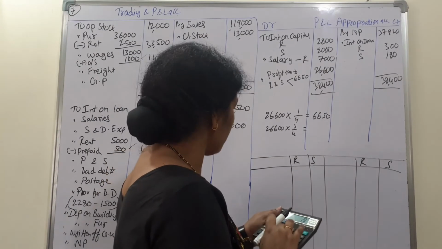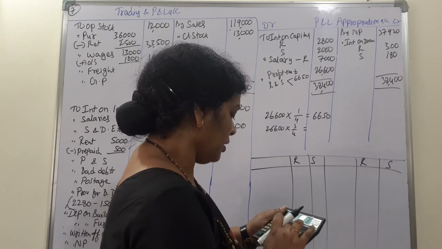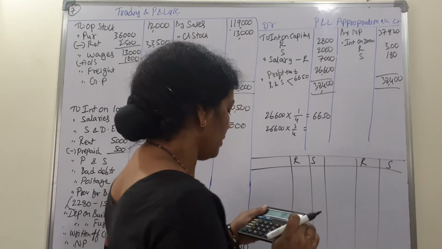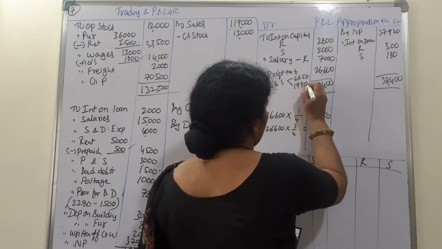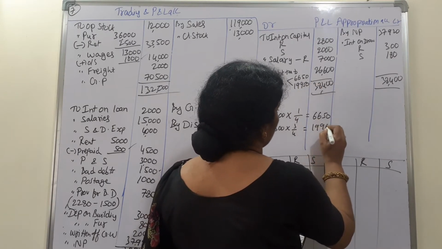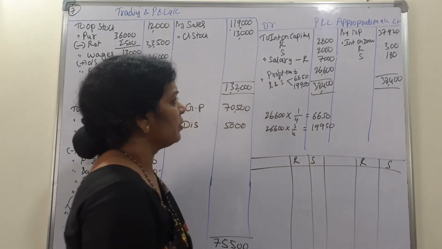And 26,600 into 3/4, 19,950. So this is the profit.